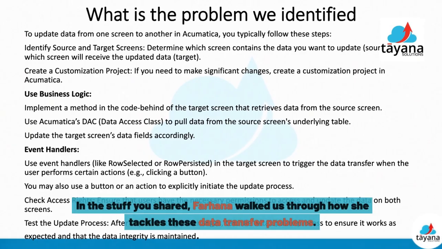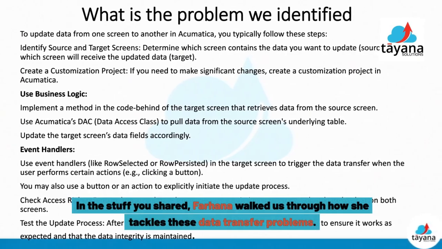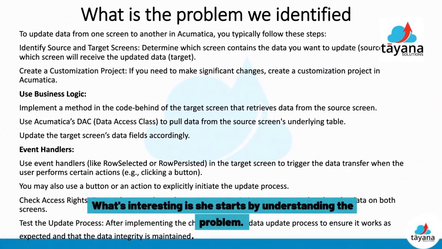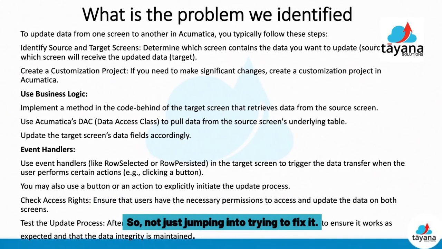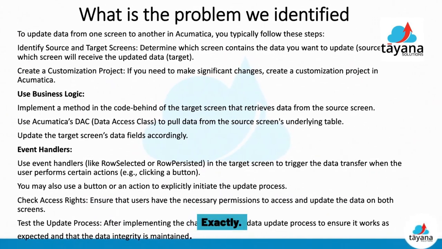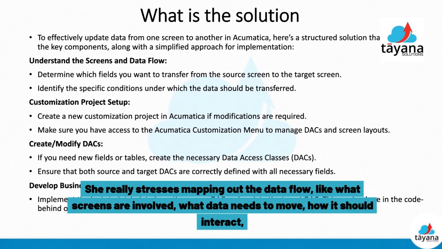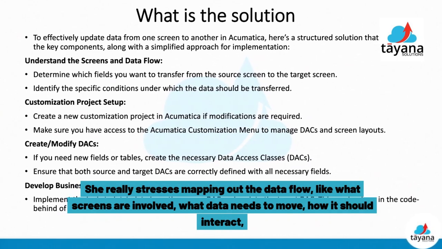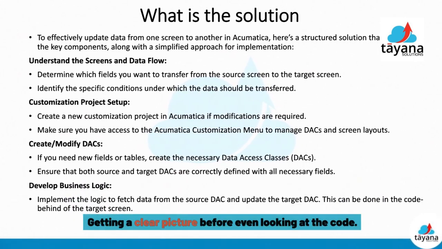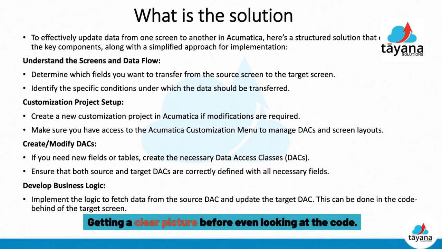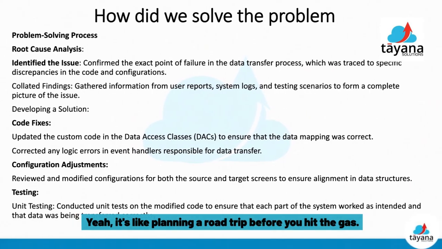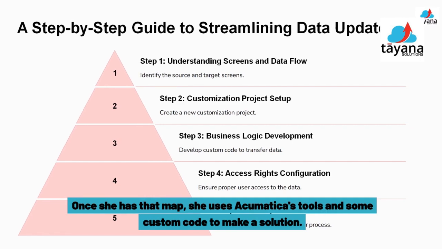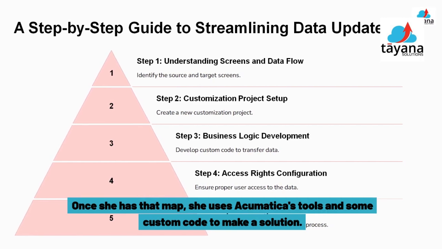That's impressive. In the stuff you shared, Farhana walked us through how she tackles these data transfer problems. What's interesting is she starts by understanding the problem, not just jumping into trying to fix it. Exactly. She really stresses mapping out the data flow: what screens are involved, what data needs to move, how it should interact. Getting a clear picture before even looking at the code. It's like planning a road trip before you hit the gas. Perfect analogy. Once she has that map, she uses Acumatica's tools and some custom code to make a solution.